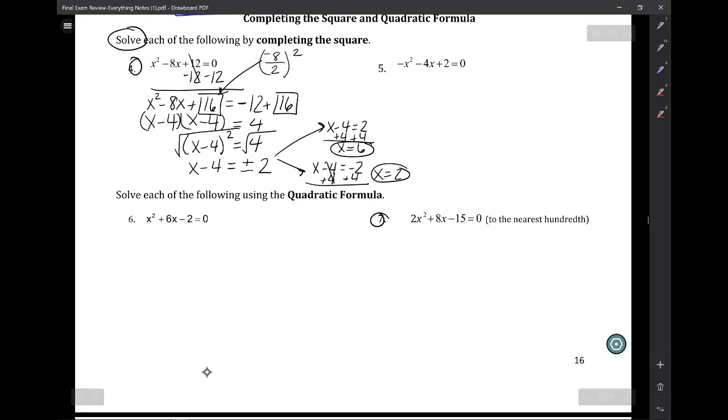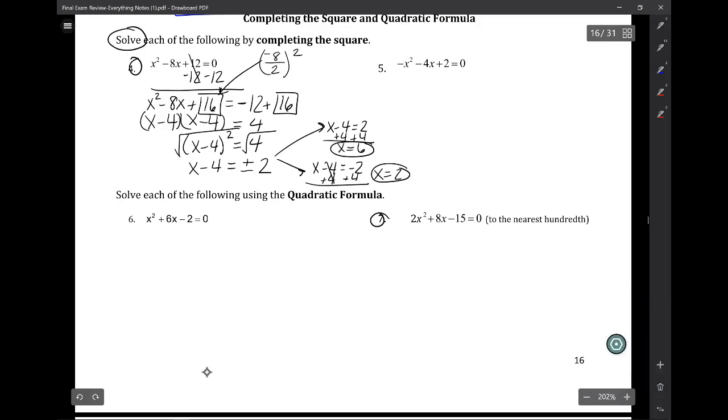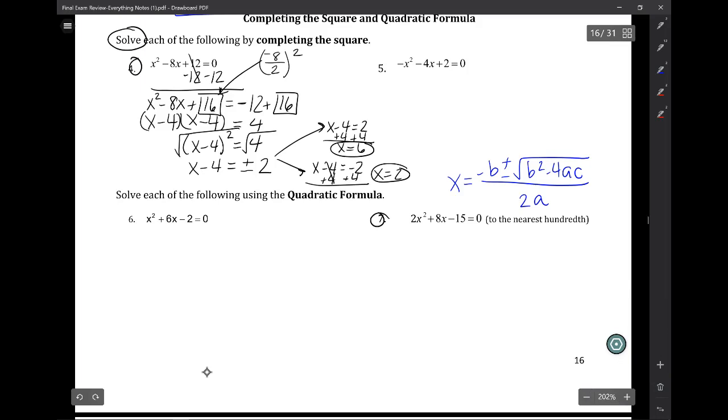Quadratic formula. It's on your reference sheet. So when you get to your Regents exam, they will tell you on the reference sheet that x equals negative b plus or minus the square root of b squared minus 4ac all over 2a. And so as long as your quadratic is in standard form, you should be able to pull the A, B, C right off. So this would be your A, your B, your C. So let's fill it in.